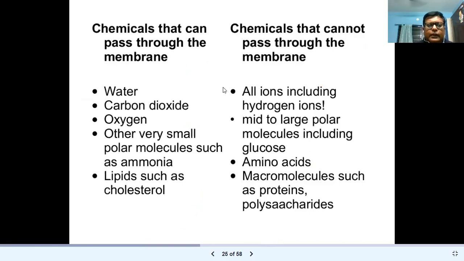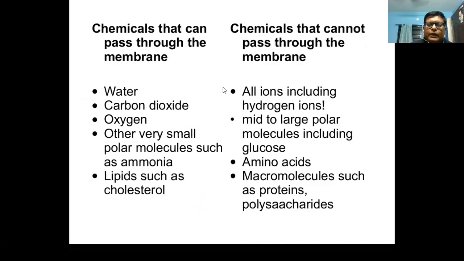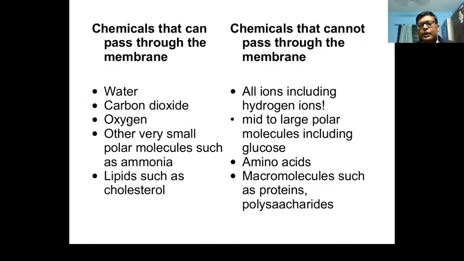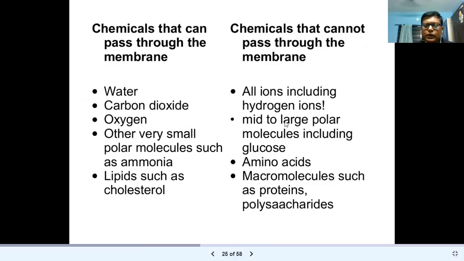Now, chemicals that can pass through the membrane very easily: most nonpolar and smaller chemicals pass, such as water, carbon dioxide, oxygen, small polar molecules, and lipids such as cholesterol. But chemicals that cannot pass include all ions, including hydrogen ion, mild to large polar molecules including glucose, amino acids, and macromolecules like protein, polysaccharides, etc. These cannot pass through this membrane.